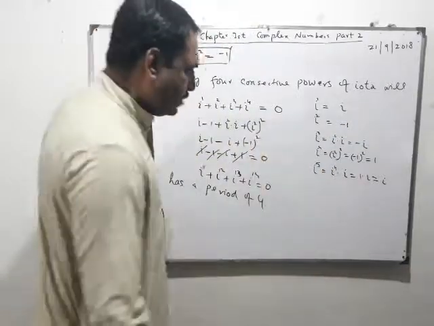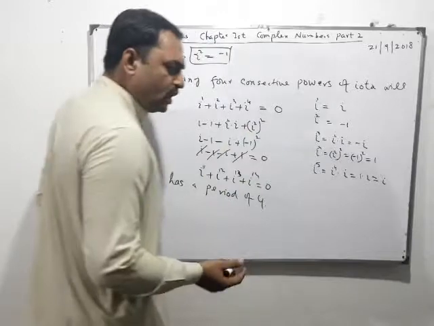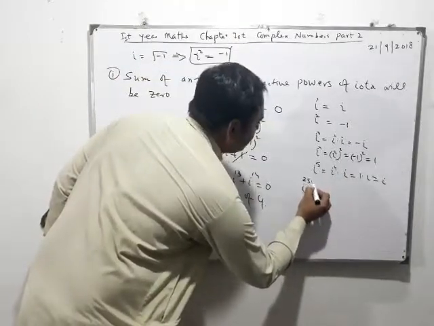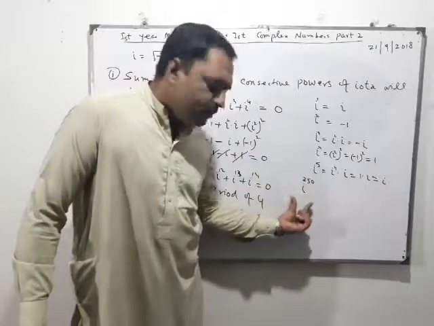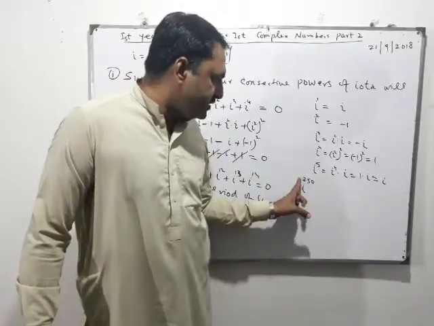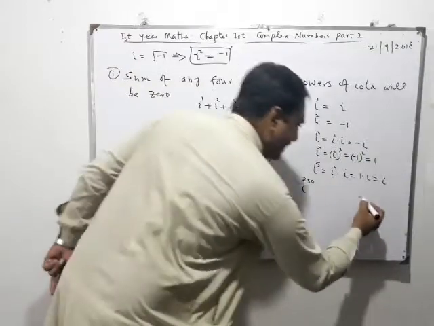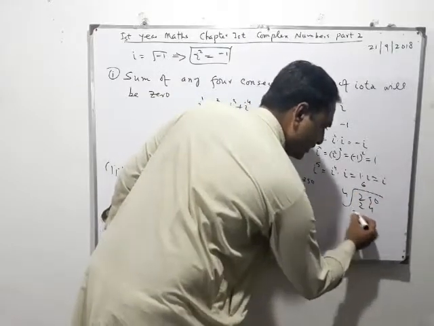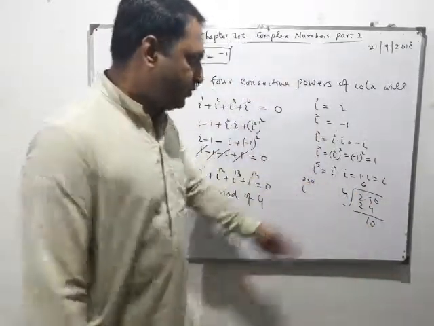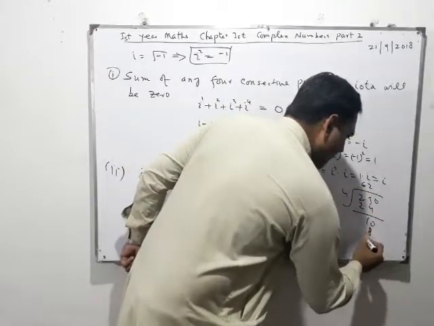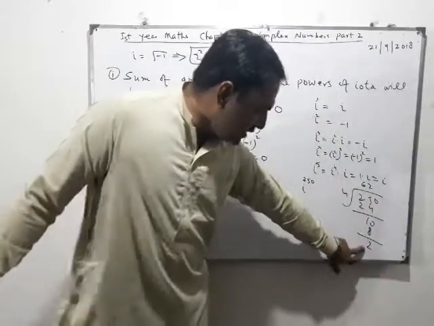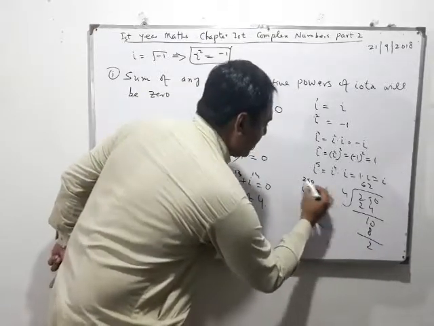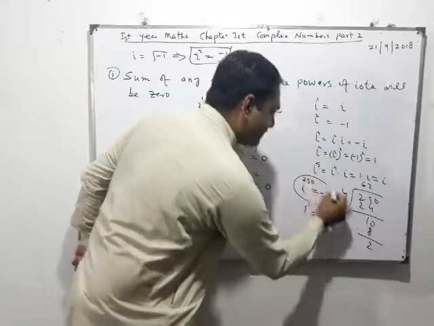By simplification, if someone asks you or in the question that what will be the value of iota power, let's say, 250. The simplest form to calculate iota 250, you will just divide 250 by 4. Like this, 250 divided by 4, this becomes 62 and the remainder is 2. Look at the remainder. The remainder is 2. We will just calculate iota square. So iota square is -1. This means that iota 250 equal to -1.